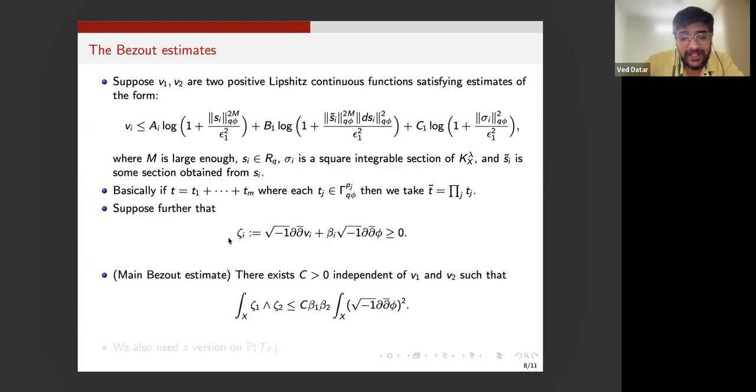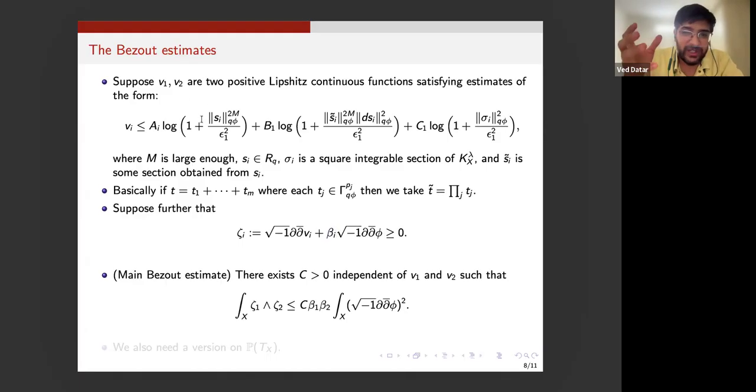Then our Bezout estimate says that if you take the integral of zeta_1 wedge zeta_2, that will be uniformly bounded by a constant independent of v_1, v_2. The only dependence will actually be on this positivity, beta_i, the constant which is needed in order to make zeta_i positive. So the only dependency on v_i comes via this positivity. And this is really crucial to all our applications, including the finite generation result.